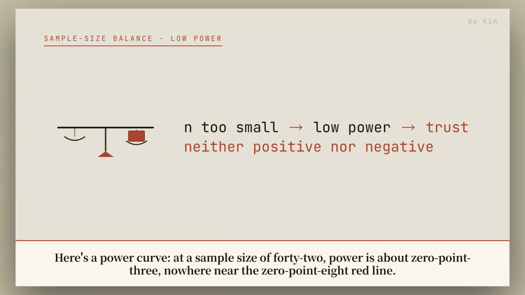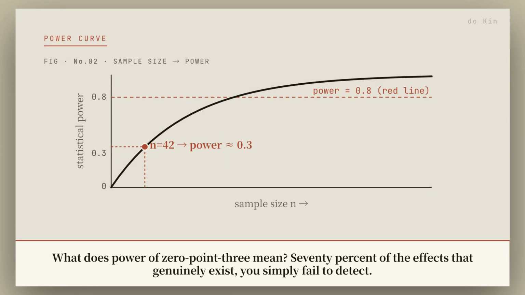Here's a power curve. At a sample size of 42, power is about 0.3, nowhere near the 0.8 red line. What does power of 0.3 mean? 70% of the effects that genuinely exist, you simply fail to detect.